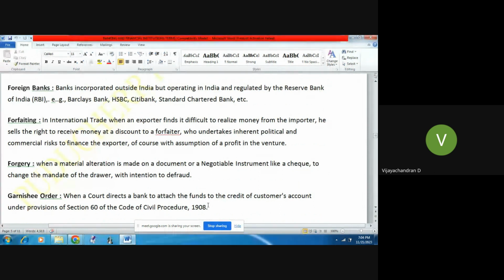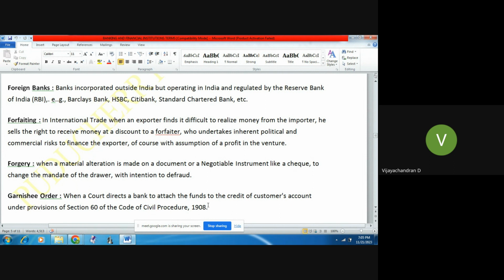Forfaiting. It's not for beating, it is forfaiting. I told you that forfaiting comes in international business, international trade. So what is forfaiting? For the exporter, it is difficult to realize money from the importer. He sells the right to receive money at a discount. It is just like discounting of bills.